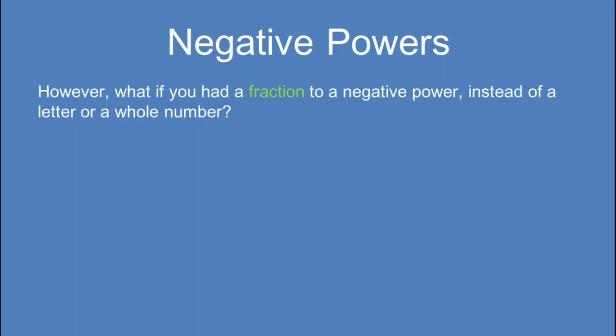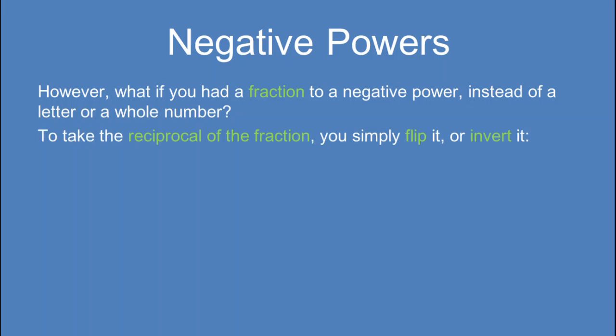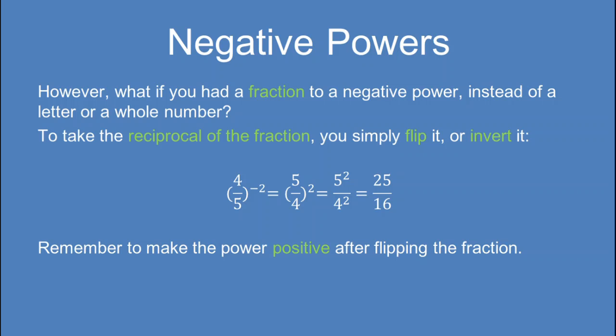However, what if you had a fraction to a negative power, instead of a letter or a whole number? To take the reciprocal of a fraction, you simply flip it, or invert it. We have an example of 4/5 to the power of -2. First, we flip it, and it becomes 5 over 4. Then, we square the numerator and denominator to get 25 over 16. When doing this, don't forget to turn the power positive after flipping the fraction.